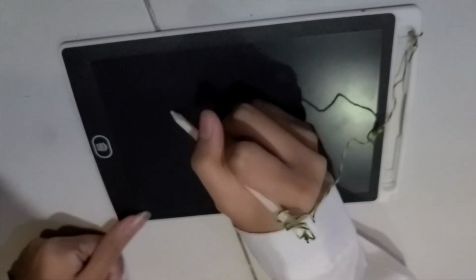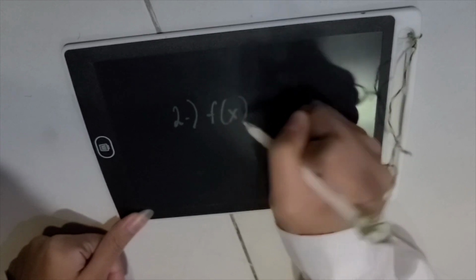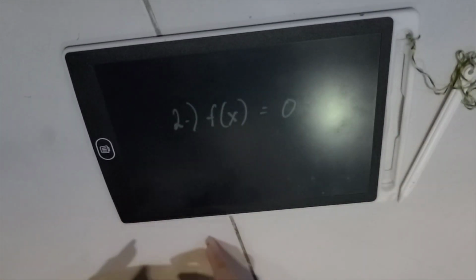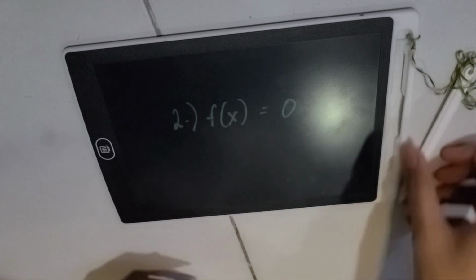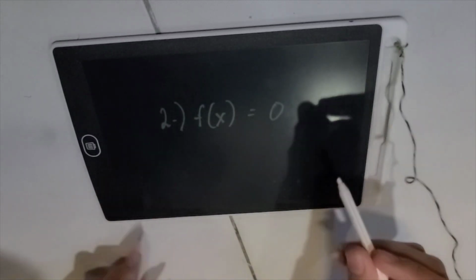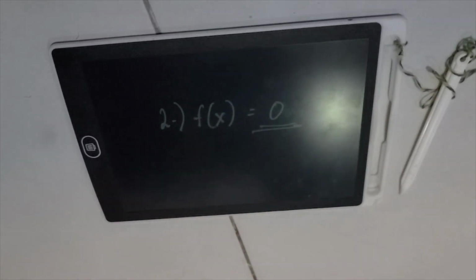So, our next equation, sulat natin ulit, f of x equals 0. So, ano sa tingin nyo yung sagot? Give mo kayo ng ilang seconds. Tapos na, wala na. So, if we were to derive 0, the answer would still be 0. So, 0 pa rin sagot.